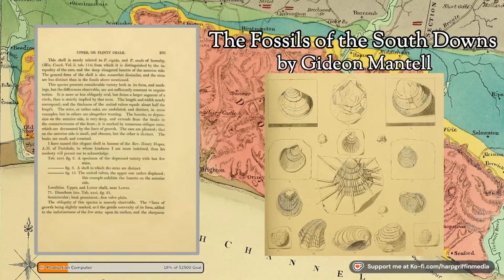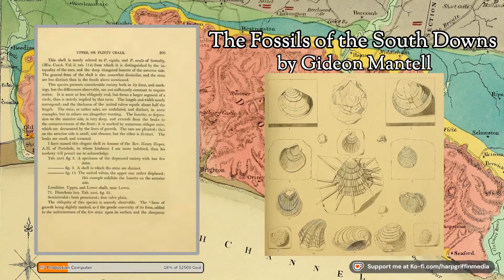This species presents considerable variety both in its form and markings, but the differences observable are not sufficiently constant to require notice. It is more or less obliquely oval, but forms a larger segment of a circle than is strictly implied by that term. The length and width nearly correspond, and the thickness of the united valves equals about half the length. The striae, or rather sulci, are undulated and distinct in some examples, but in others are altogether wanting.